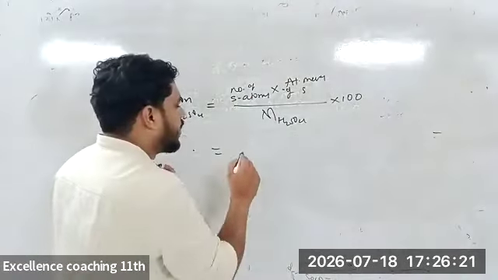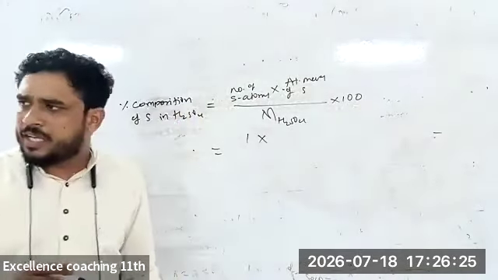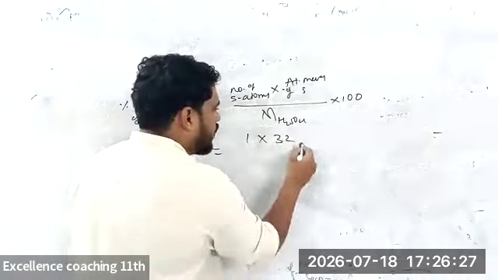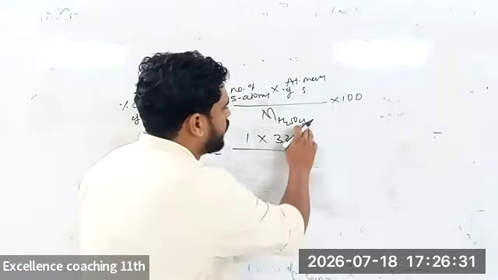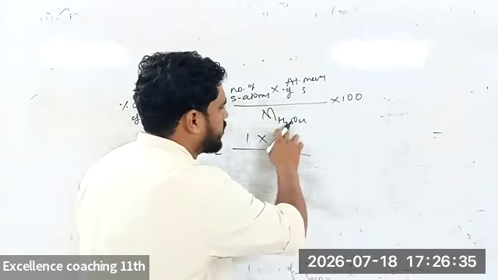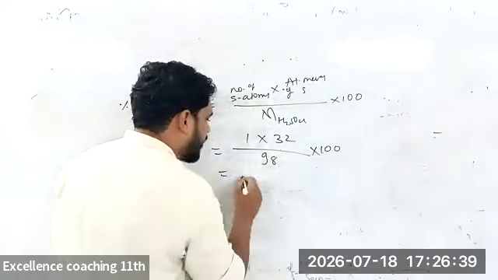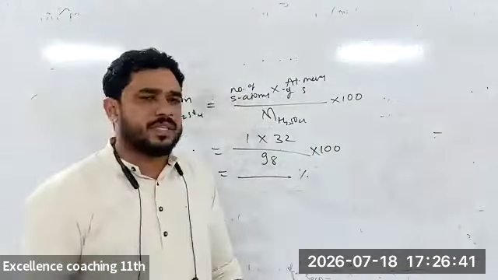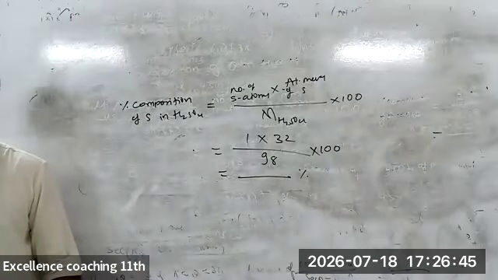Substitution will be: number of sulfur atoms will be 1. Atomic mass of sulfur you know, 32. Very good. Molar mass: hydrogen 2, sulfur 32, oxygen 4 times 16, so 64, 64 plus 32 is 96, plus 2 is 98. Multiply by 100. Let's solve this. You will get the answer in percentage. Check the substitution. Are you getting the substitution correct?